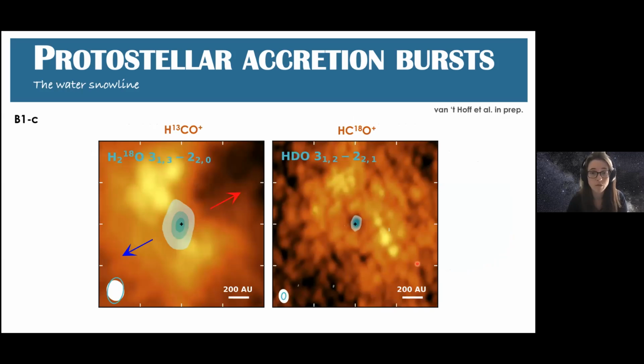So we can observe water in these protostellar envelopes. Unfortunately, we don't have that many observations yet. Here I'm just showing a recent example that I am working on. This is the protostellar envelope B1C. I'm showing here in blue H218O emission, and here at high resolution HDO, so deuterated water, towards this protostar. And we can use this to derive the snowline location.